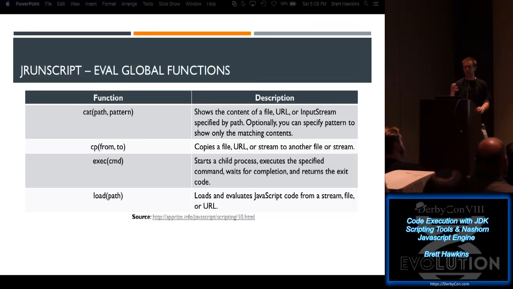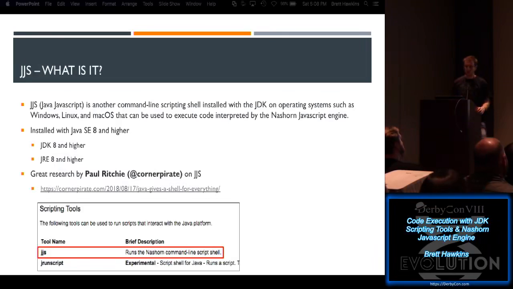And you're going to see examples of this too in my demo that I'm going to be covering. The second tool that I found was JJS. JJS stands for Java JavaScript, yeah, classic. Again, it's installed with Java. It can be used to execute code interpreted by the Nashorn JavaScript engine, which we'll cover in a second. It was installed starting with Java 8. It includes the JDK and the JRE, so even with just the JRE, it's installed.